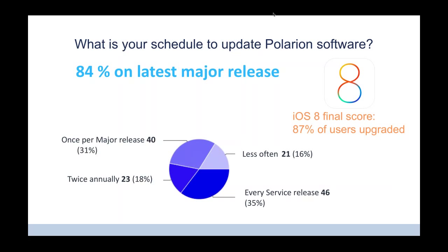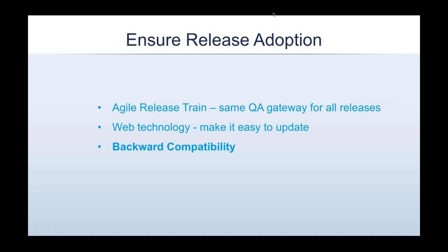And I asked how you can ensure there's a high release adoption that really shows that people trust the release. I have 3 different ideas. First, we follow a very strict Agile release train, the same QA gateway for all our releases. We don't differentiate between the service release and the major release. It's really just one QA gateway. Second, it's also about what architecture we selected for our software. It's a web-based technology. It makes it easy to update.